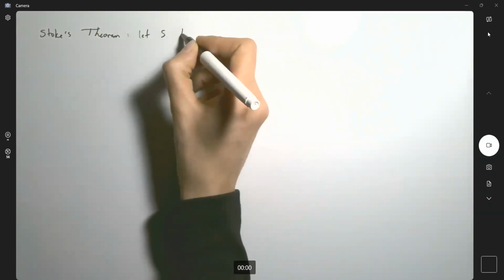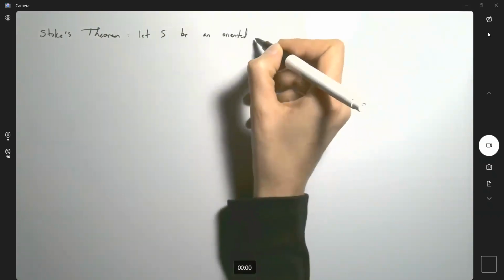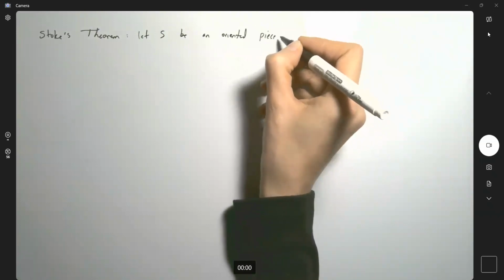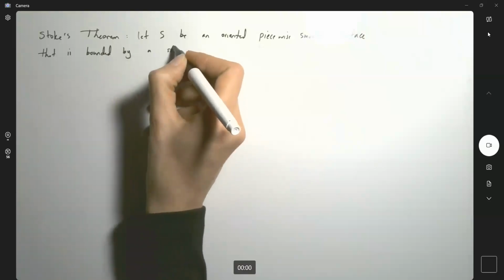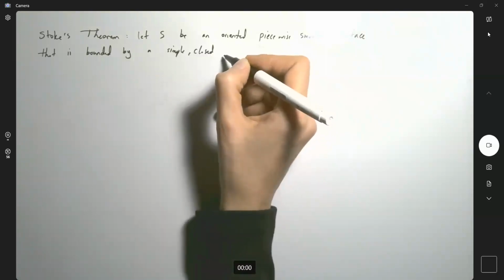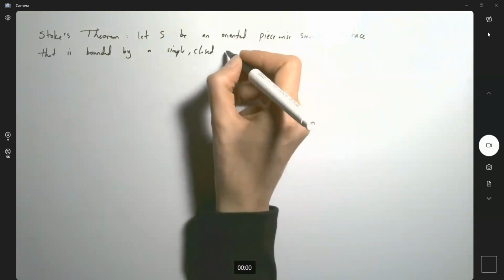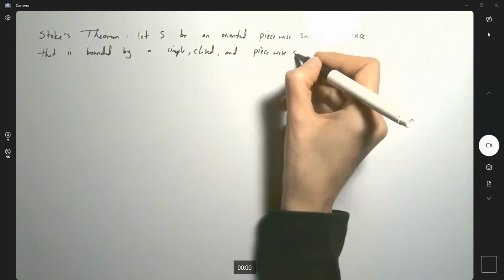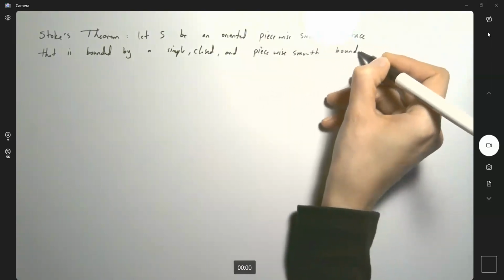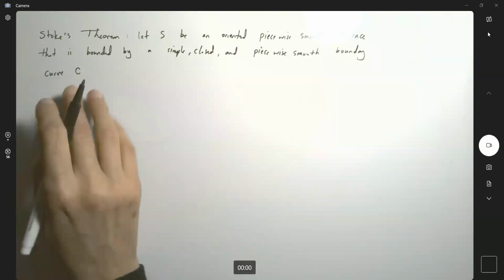Stokes' theorem, what does it tell us? Let S be an oriented piecewise smooth surface that is bounded by a simple, closed, and piecewise smooth boundary curve like C. Suppose it has a positive orientation as well.